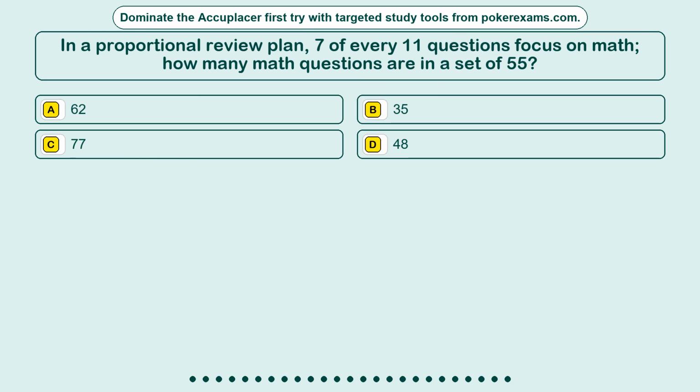Question 5. In a proportional review plan, 7 of every 11 questions focus on math. How many math questions are in a set of 55? Option A, 62. Option B, 35. Option C, 77. Option D, 48.